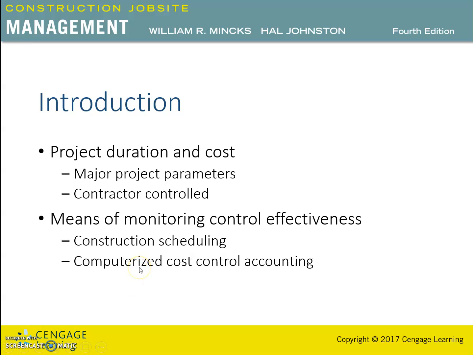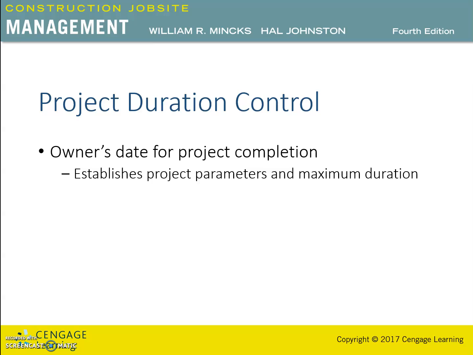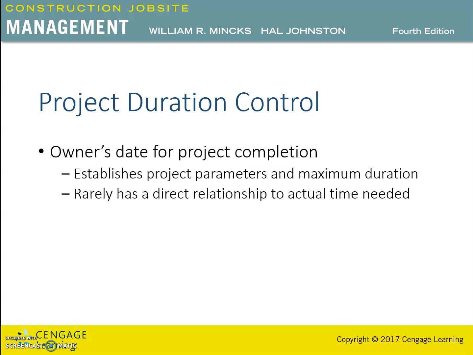Let's talk about the project duration control. The construction project owner will always need a project completed within a specific time period, whether explicitly stated in the contract documents or not. The owner's date for the project completion establishes a parameter and a maximum duration for the project. The owner's completion date, however, rarely has a direct relationship to the actual amount of time needed to construct the project. This date is often based on the owner's need for the facility rather than the expected construction duration.